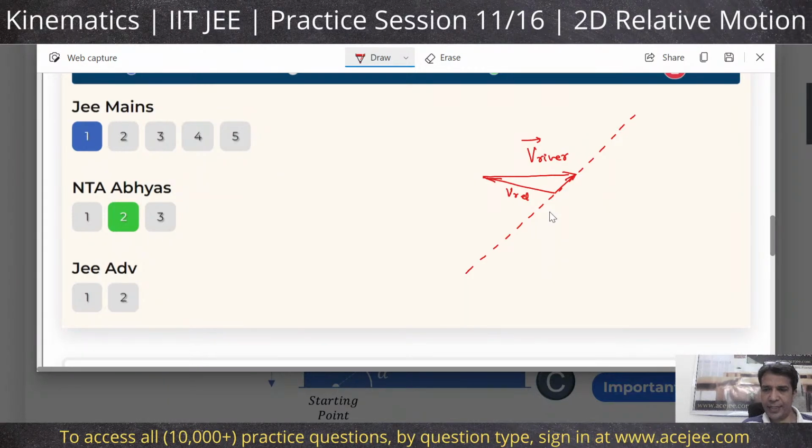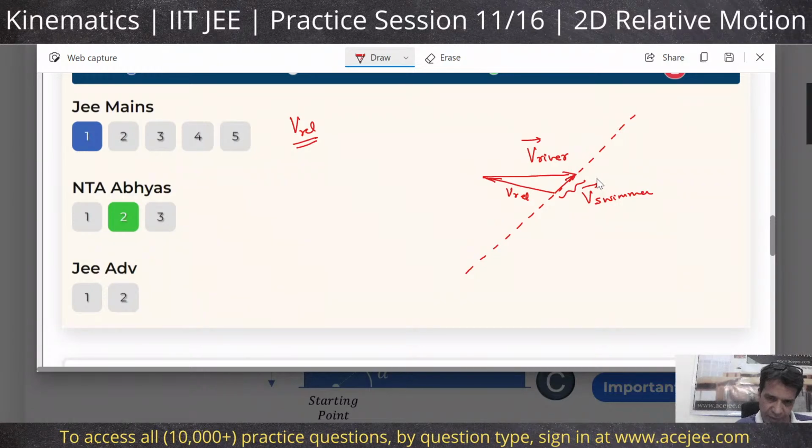Let's understand what we mean by V swimmer. V relative is the speed of the swimmer with respect to the river, with respect to water. V swimmer, this one, is the velocity of the swimmer as seen by an observer on the ground. Okay.